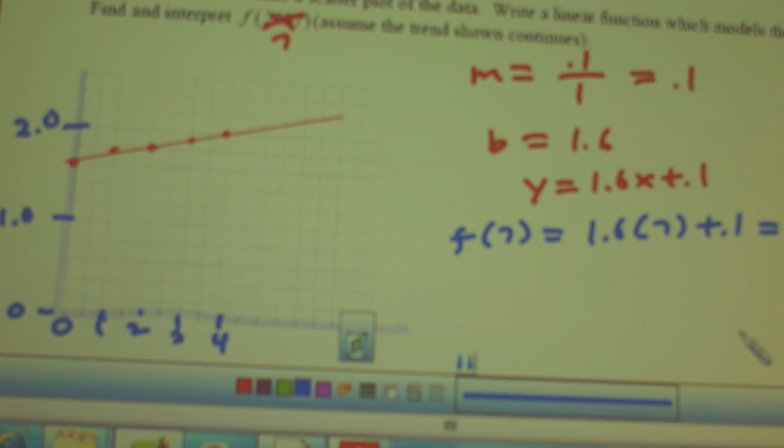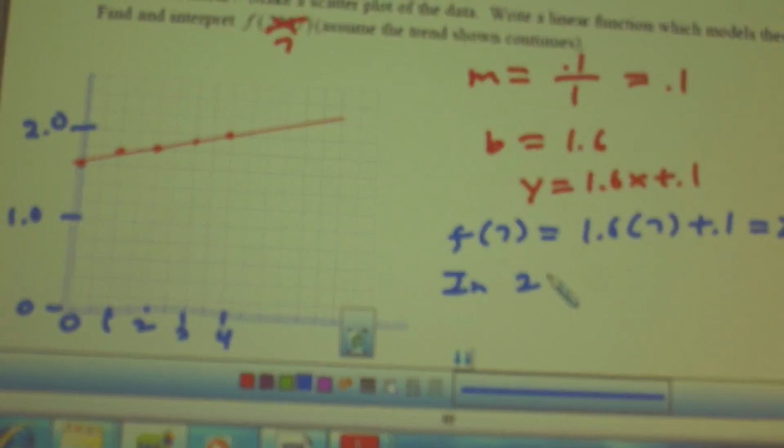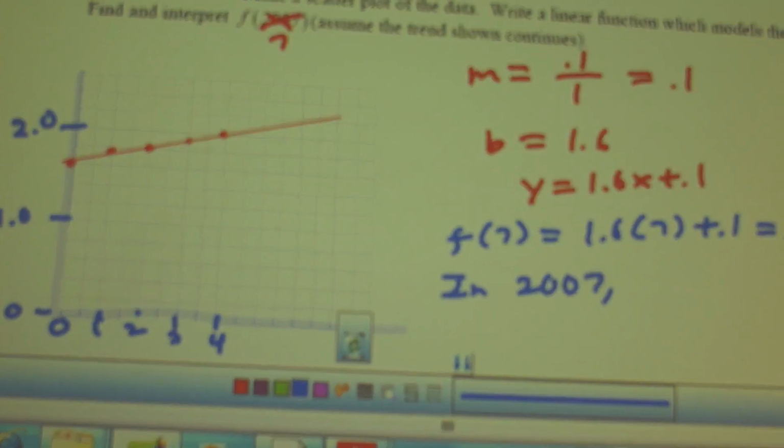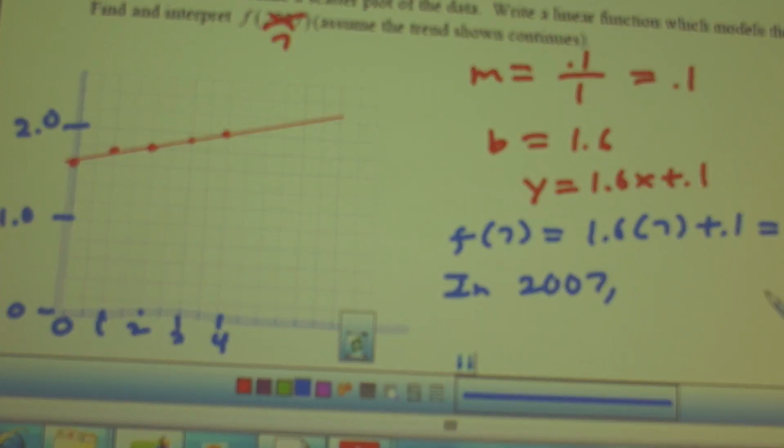So then you need to interpret it. Did everybody do the interpretation? You need to do the interpretation. So what's the interpretation? In the year 2007, there were 2.3 million Toyota vehicles sold. Was it Toyota users? Toyota vehicles sold. Oh, vehicles sold.